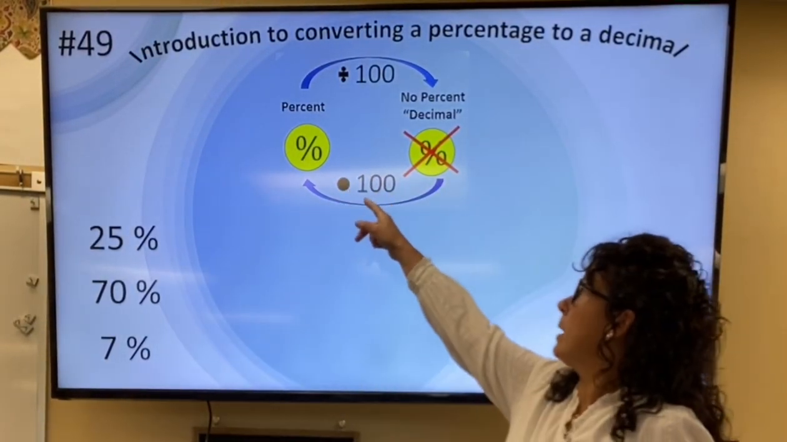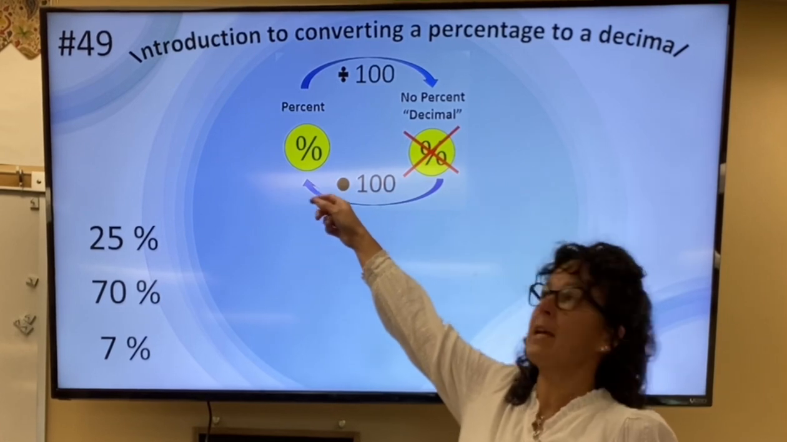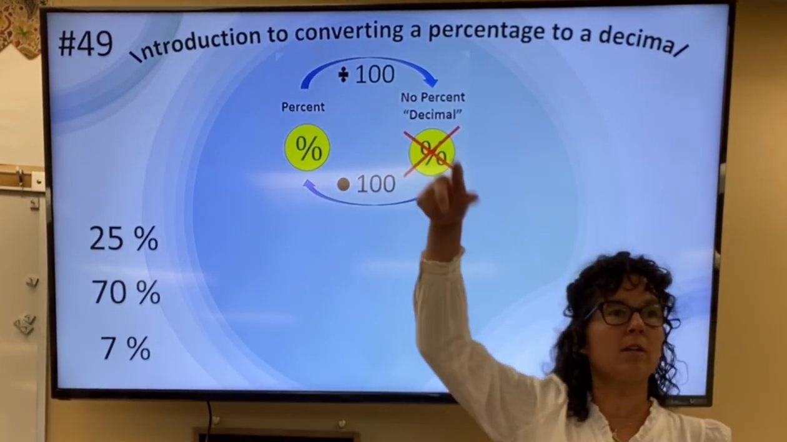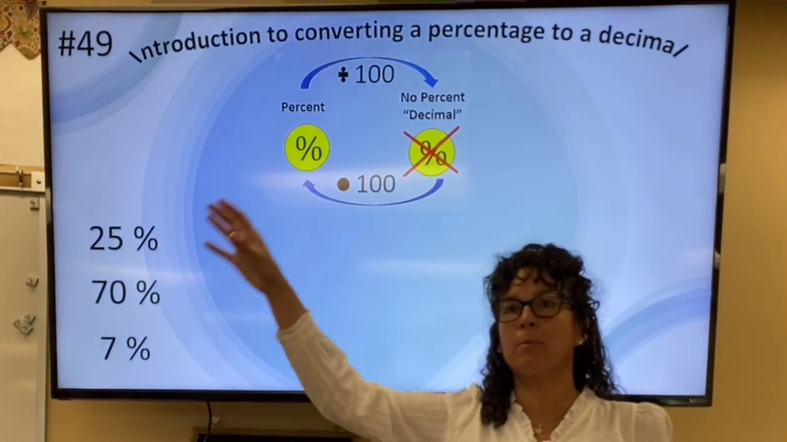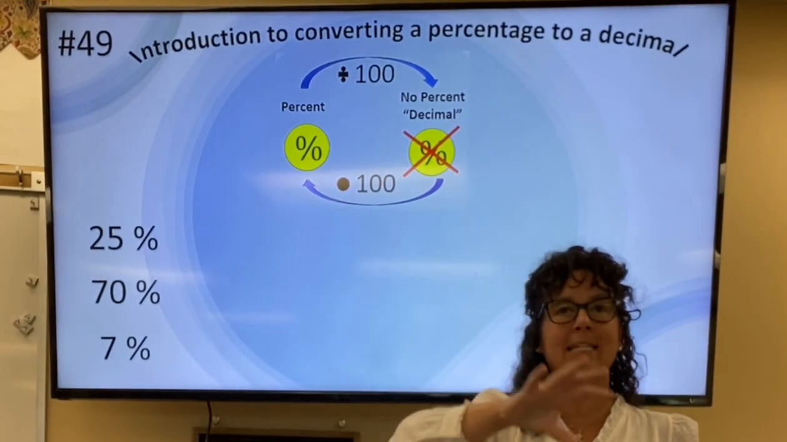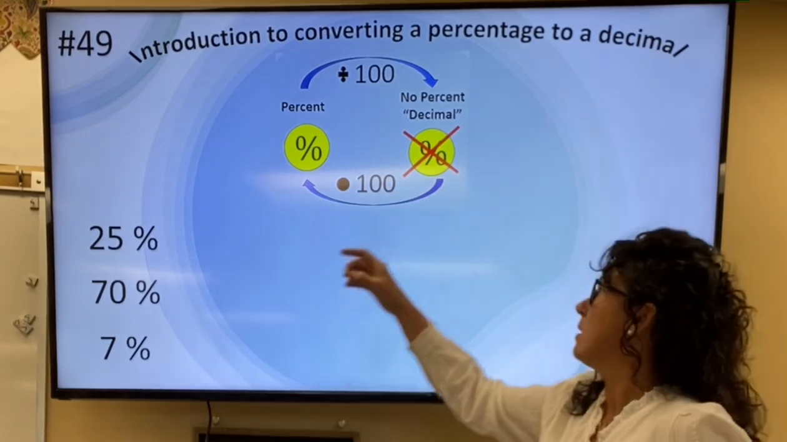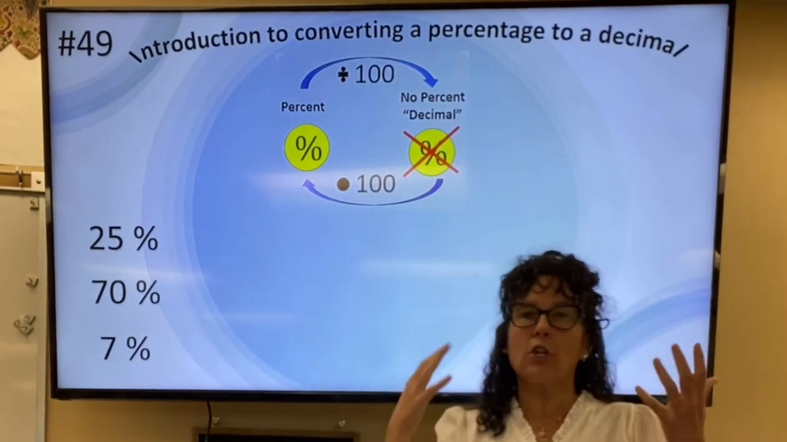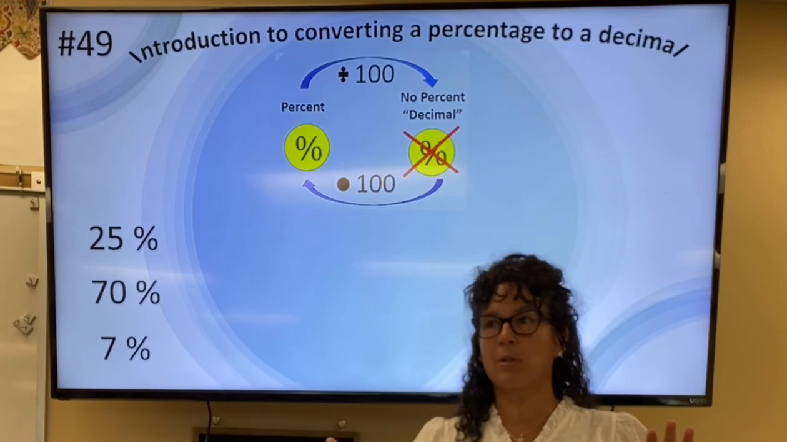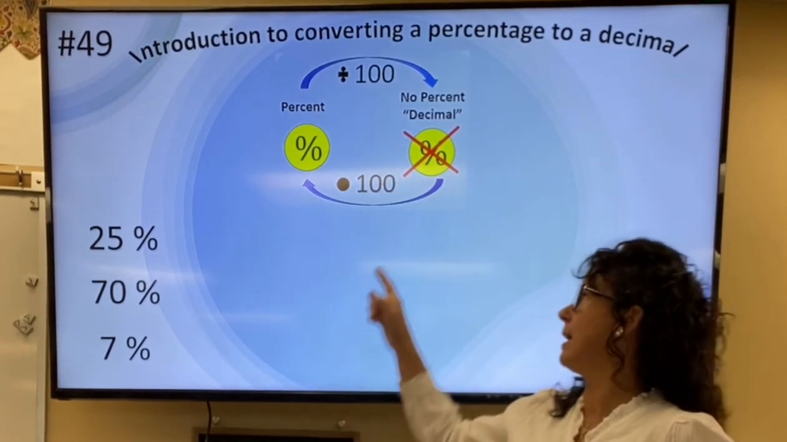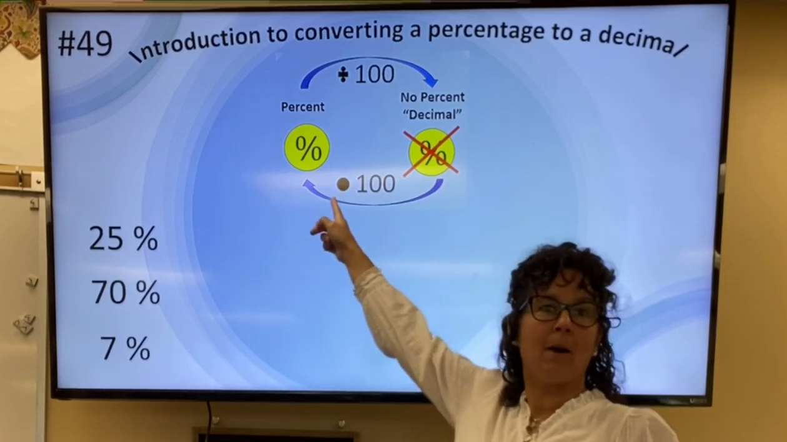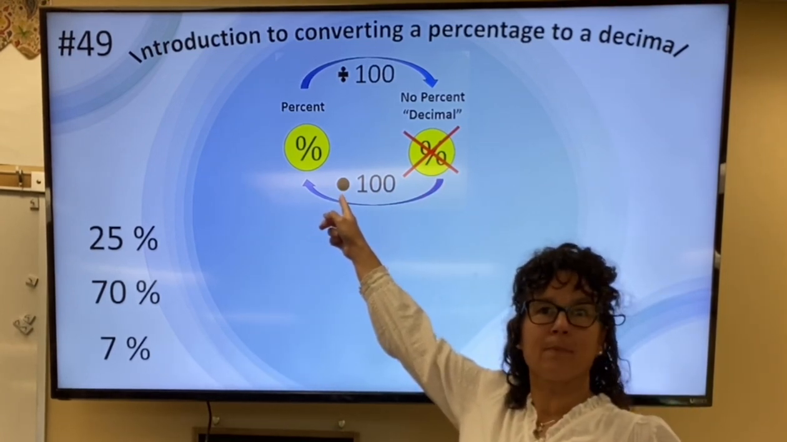In your notes, you want to put a percent sign and then a percent sign that's been crossed out. We're going to go back and forth between converting from percents to decimals and decimals to percents. So if you're looking at something and it does not have a percent sign, and you want it to have a percent sign, you're going to multiply by 100.